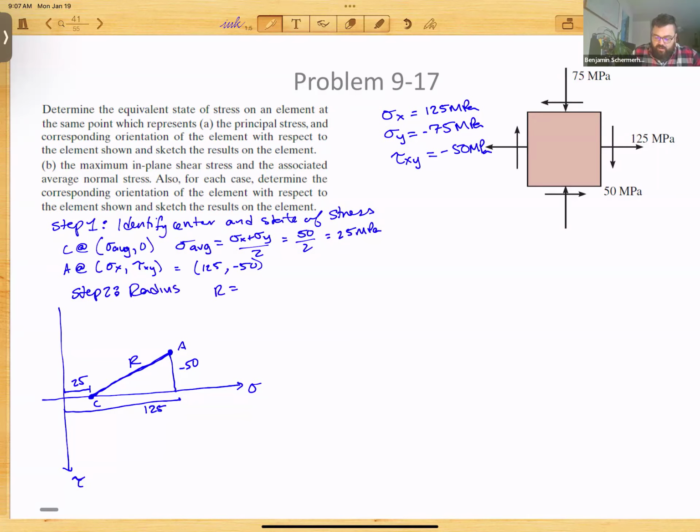So we have r equal to, and I can just look at this and Pythagorean theorem this. That's the benefit of having this sketched out here. So it's going to be 125 minus 25 squared, that's our sigma x minus sigma average, plus negative 50 squared, that's our tau xy. This is going to give me a value of 111.8 megapascals, which is my tau max.